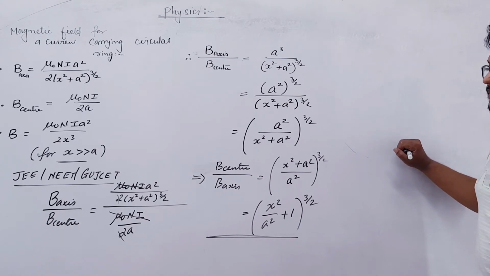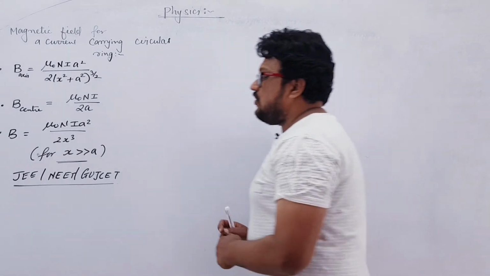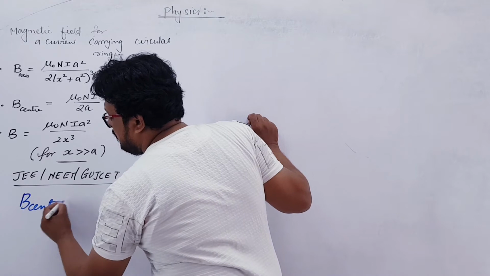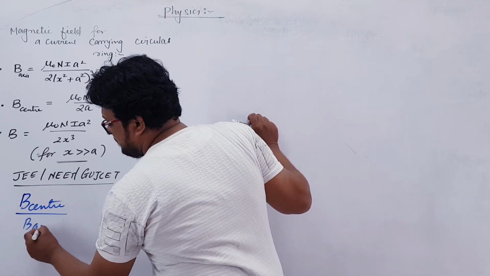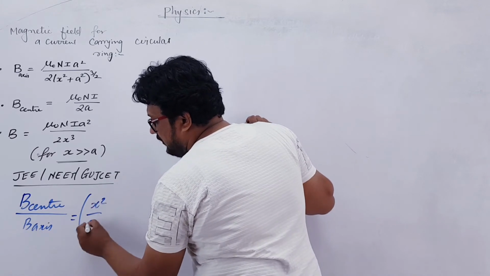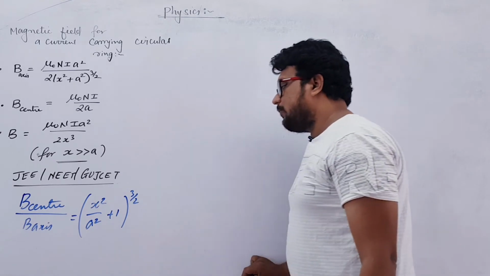You will find many MCQs in Yogi or Darpan based on this concept. Clear? So again, pause this video and copy this. We are going to solve examples based on this concept. The ratio of magnetic field produced at the center, B of center, to B of axis is given as x square over a square plus 1 whole raised to 3 by 2.